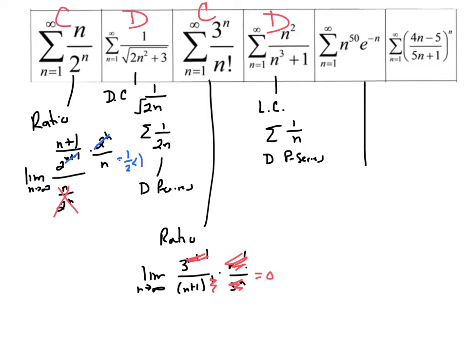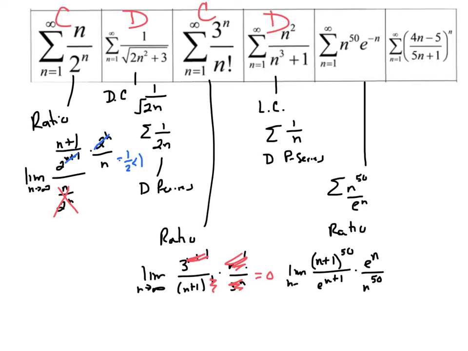This one, I would start by rewriting as n to the 50th over e to the n, and then I would do ratio test. Okay, so I'd have (n plus 1) to the 50th power over e to the n plus 1, multiplied by the reciprocal, limit as n approaches infinity. If you expanded out the top, you'd have n to the 50th and a bunch of other stuff. On the bottom, you have e times n to the 50th. So the limit is 1 over e. Again, please make sure you're paying attention: if you expanded this out, the first term would be n to the 50th. So this will converge.